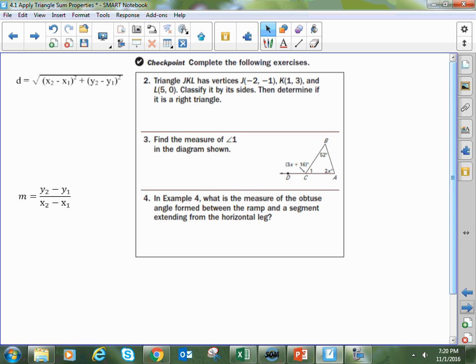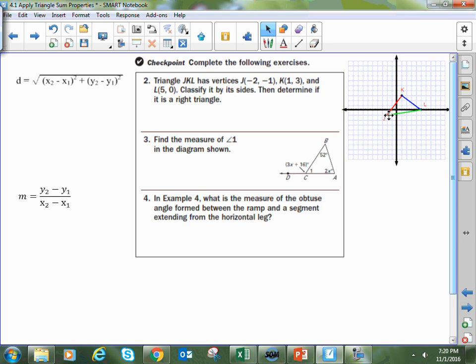Okay, so looking at example number 2, we have triangle JKL and the vertices J, or, -2, -1, and so on. So the first thing I wanted to do is I want to know, what does it look like? I don't have any horizontal or vertical lines, so that means if I want to know how long something is, I have to do the distance formula.